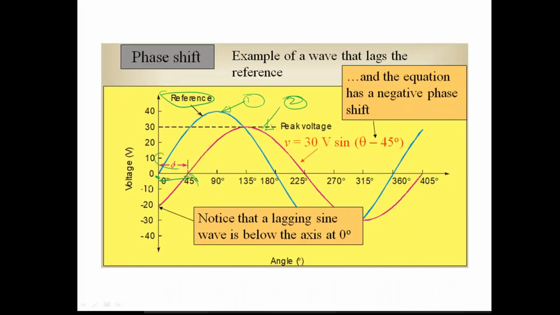That 45 degrees we called phi. So now how do you represent this second waveform mathematically? It is given by V is equal to 30 volts into sine of theta minus 45 degrees. Why the minus sign? I already told you, after 0 degrees, that is after the reference, it is starting here, right?